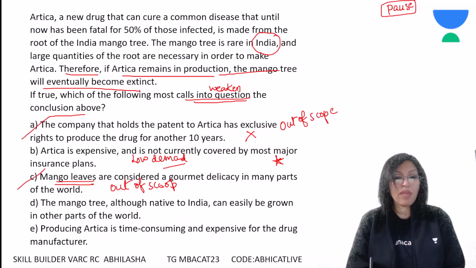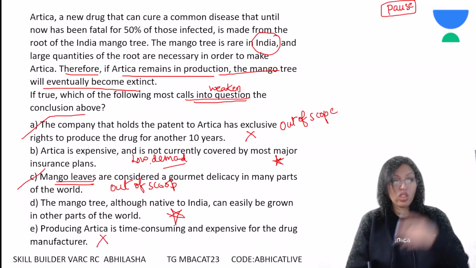The mango tree can be easily grown in other parts of the world. See, this is what I was saying. My perfect answer. Producing Arctica is time consuming and expensive for the drug manufacturer. How does that have any relevance to us? So eliminate. So now I've got two options.